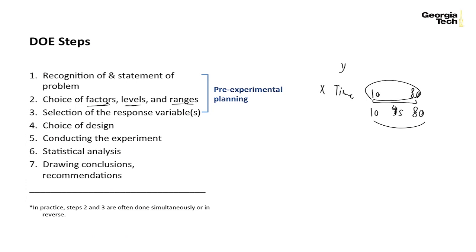Selection of response variable, as I said. Choice of design, what kind of design we are going to use. Are we going to use, for example, full factorial design or fractional design? We need to decide on that. We conduct the experiments based on the design that we had, and we collect the data. Finally, we do the statistical analysis, followed by drawing conclusions and recommendations.